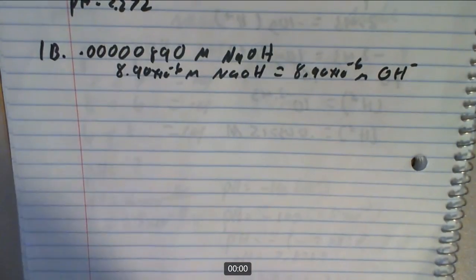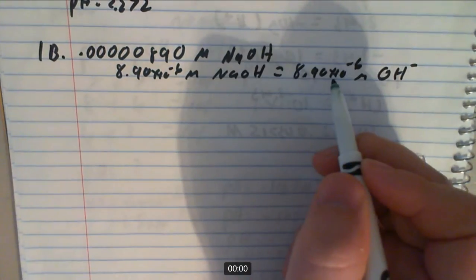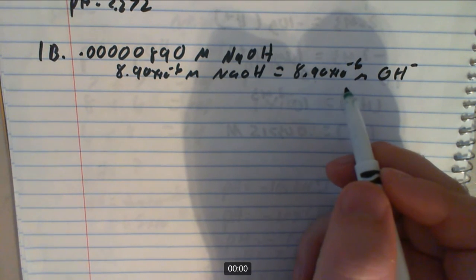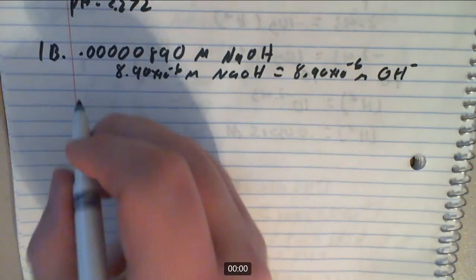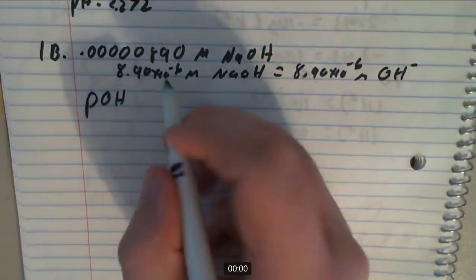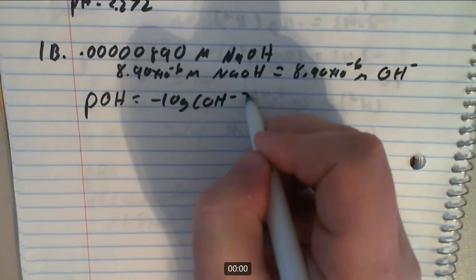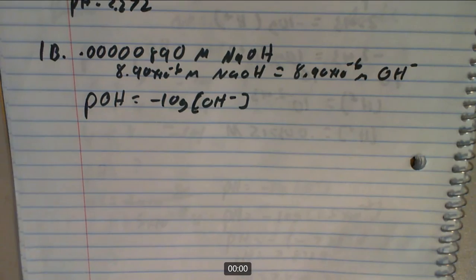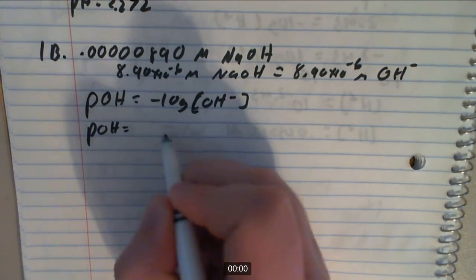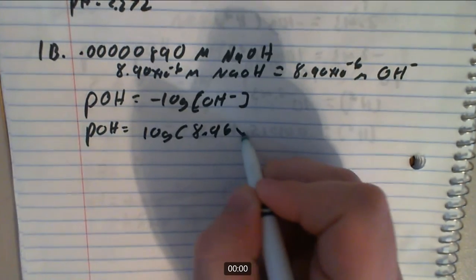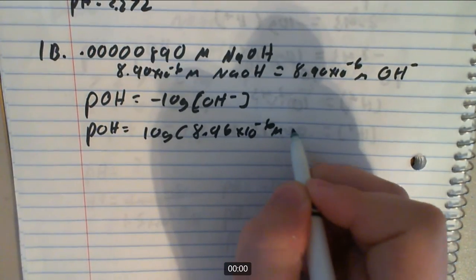Alright, so I want to know the pH. The problem is I have the hydroxide concentration. No problem. If I can calculate the pOH, getting the pH is super easy because pH plus pOH equals 14. So let's find the pOH. pOH equals negative log of the hydroxide concentration. Okay? So all I have to do is take the negative log of 8.96 times 10 to the negative 6 molar of the hydroxide.